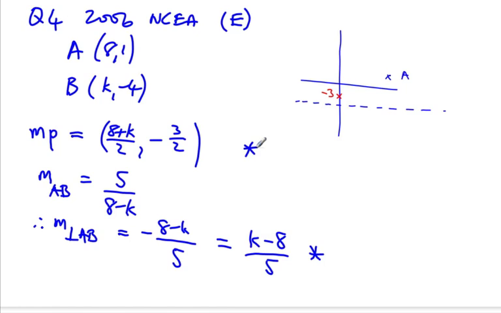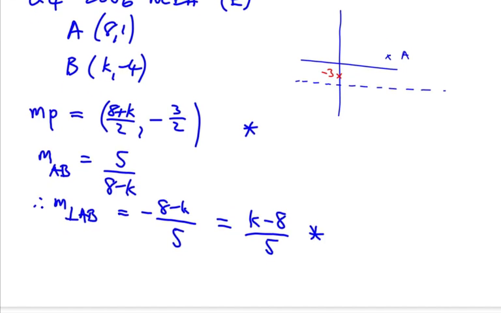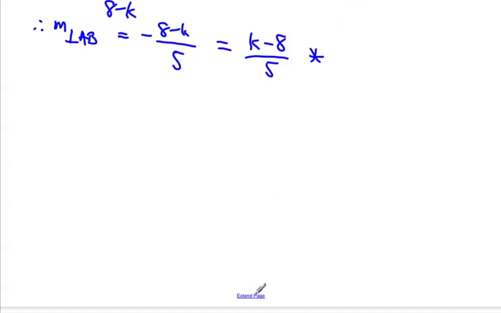Maybe we need to form the equation. Yeah, it's begging us to work out the equation. We need the equation of the line. So, what's the equation? y minus y1 equals m times x minus x1. And we've got everything we need to work out the equation.